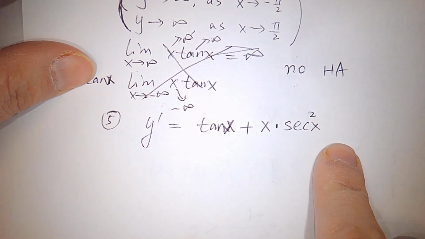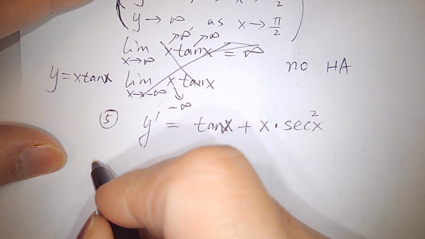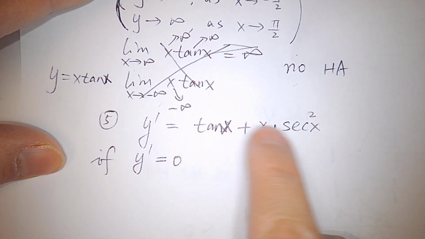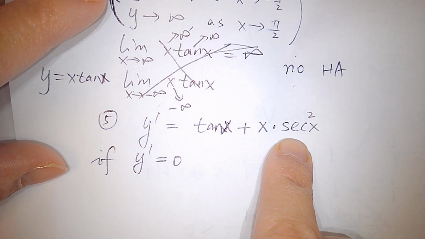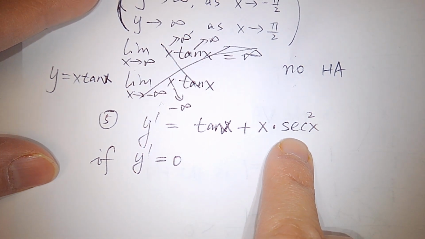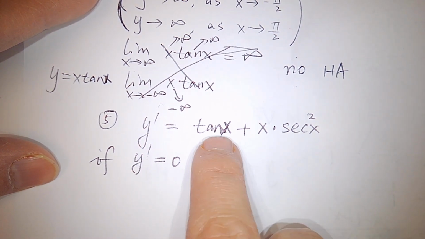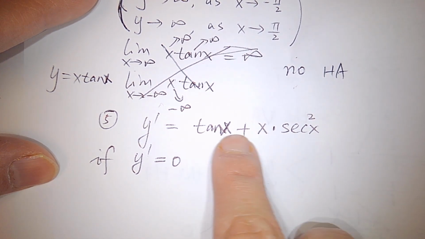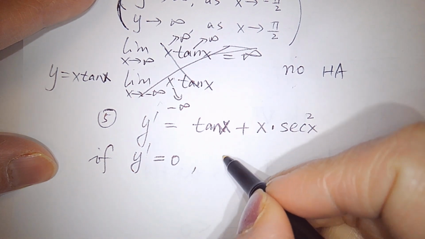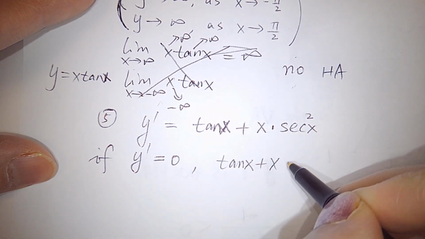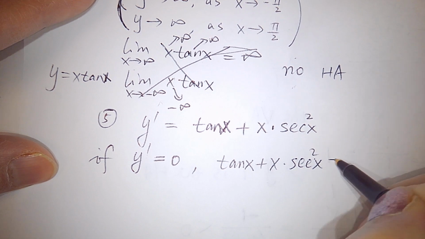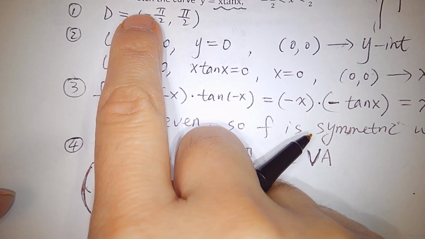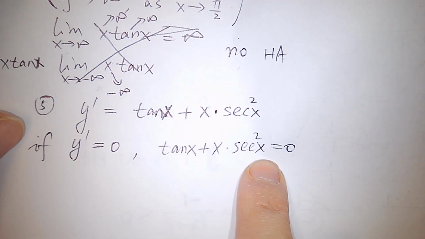And then there's no denominator. So we're going to let y prime equal 0 and see what kind of x we can get. That will be the critical number for us. So if y prime equals 0, that means tangent of x plus x times secant of x squared must be 0. What x values between negative pi half and pi half will make this equal 0?